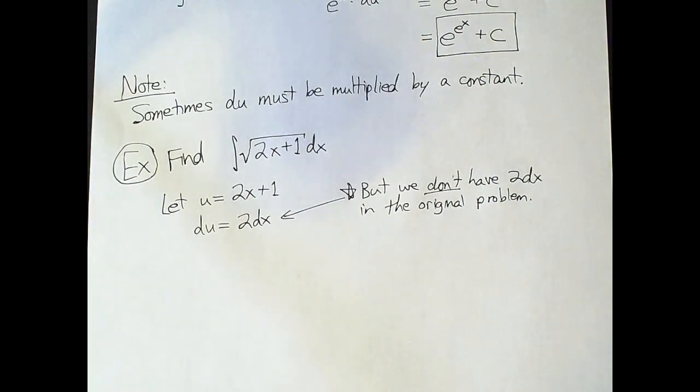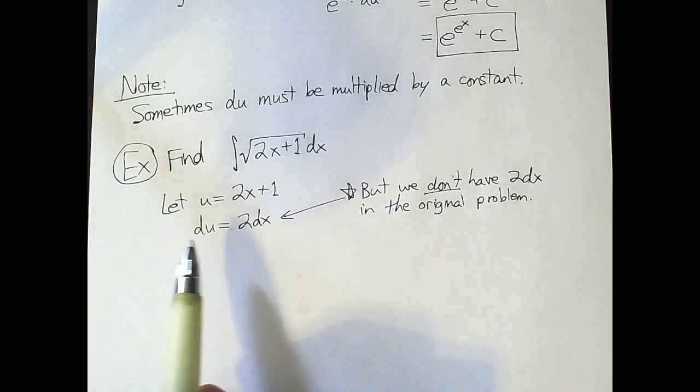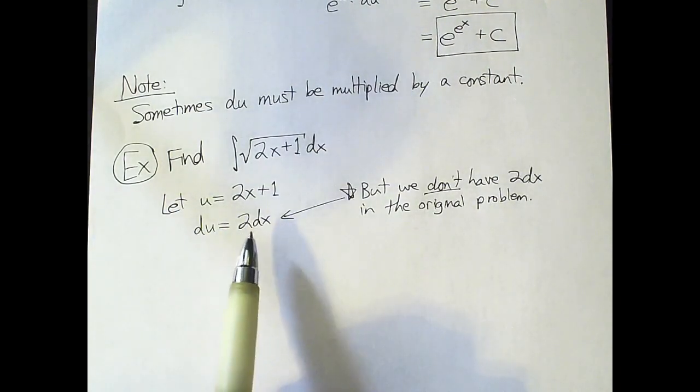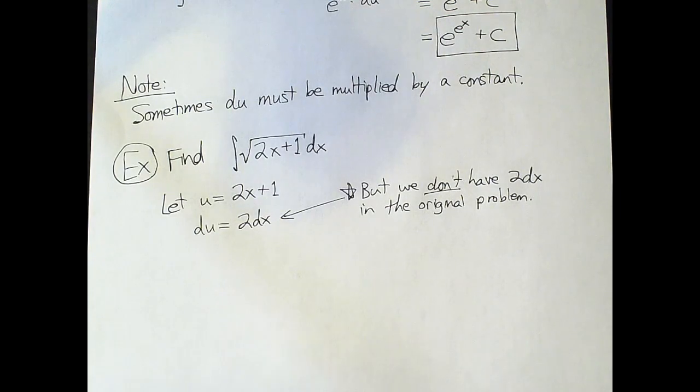All the problems that we've done so far today, they always worked out where when we found du, it always equaled something that was in the original problem exactly. And you might say that that was actually really convenient, the way that a lot of those problems worked out.